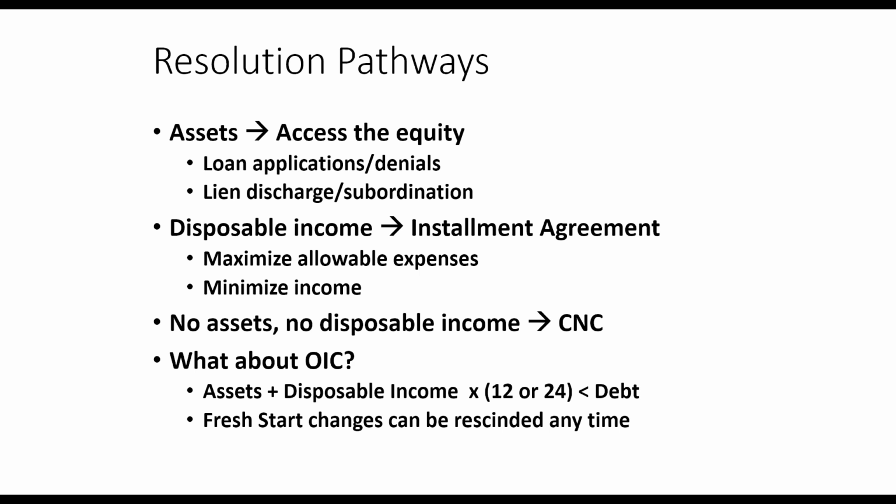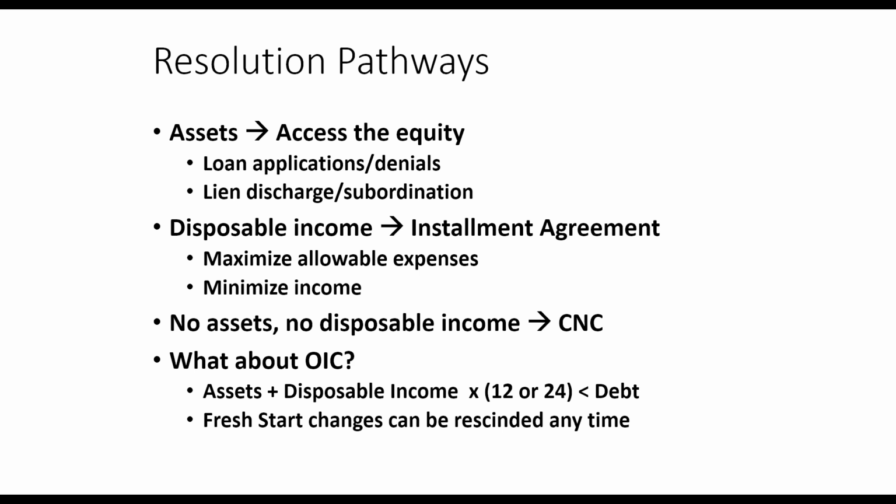Now, for a business, obviously the collection financial standards don't apply, but you're allowed reasonable and customary business expenses instead. The trick to minimizing an installment agreement payment is to maximize the allowable expenses and minimize income. And we talk about some perfectly legal, perfectly legitimate, perfectly ethical tips and tricks to help you do this in our level 1 class.